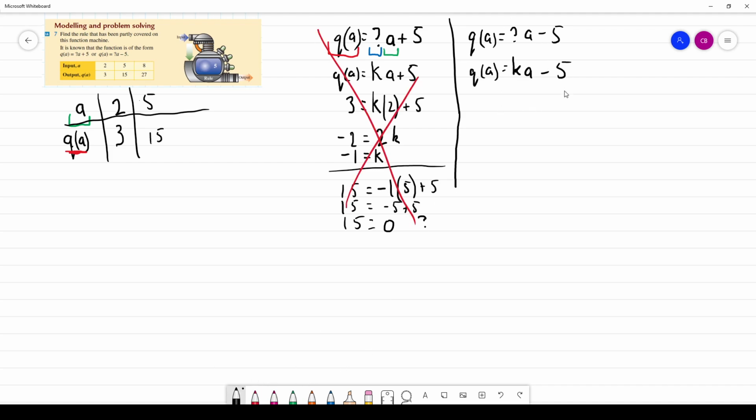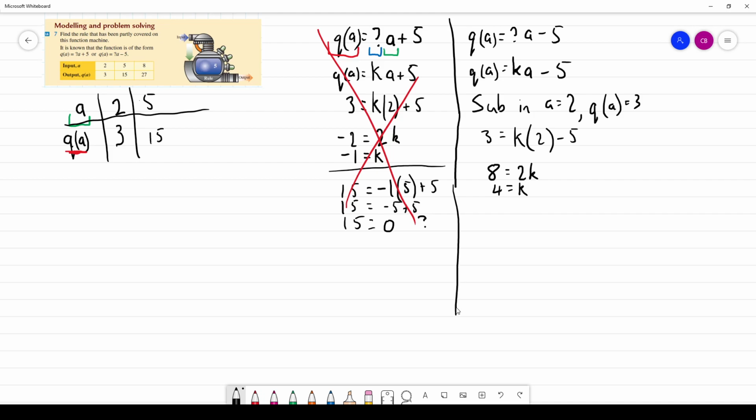So let's investigate this second rule. Let's sub in our first set of data. Let's write it down this time. Sub in a equals 2 and Q(a) equals 3. Now let's see if this works. So 3 will equal k times 2 minus 5. Let's expand some brackets and rearrange. So we want to get rid of this minus 5, so let's add 5 to both sides. And we'll expand this bracket as well, so we'll have 2k. So now we just divide both sides by 2. We will get 4 equals k.